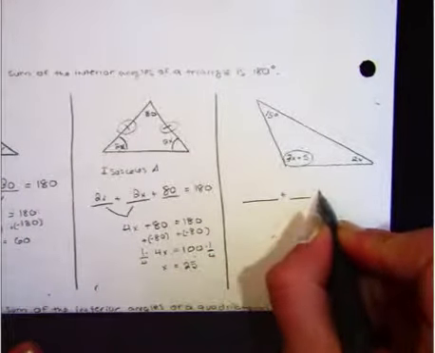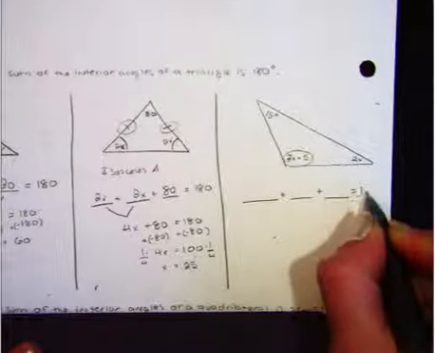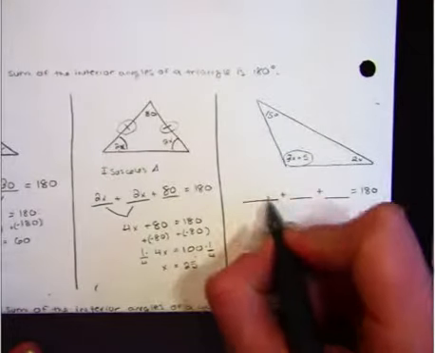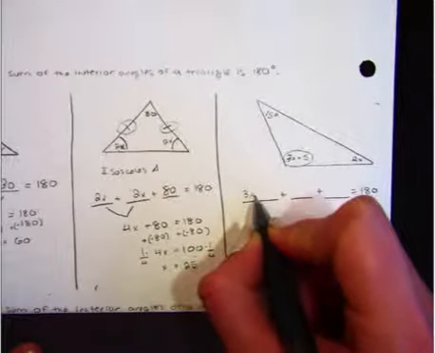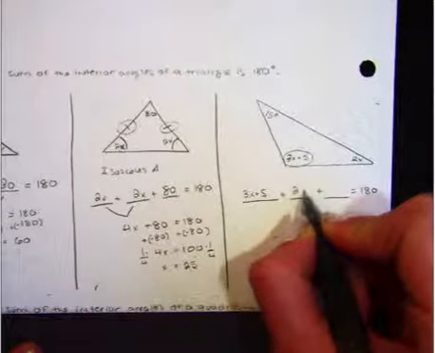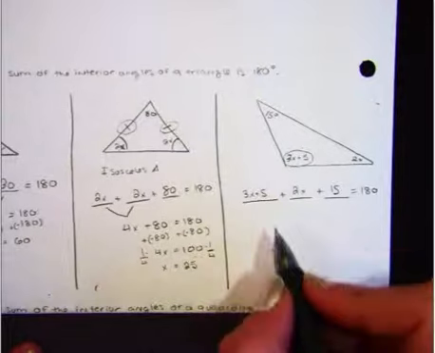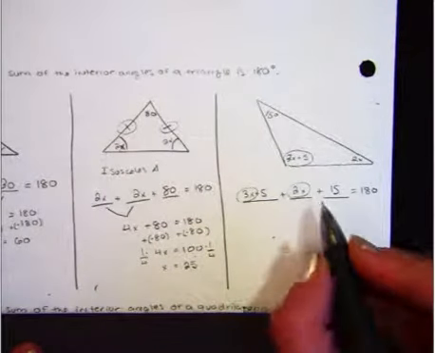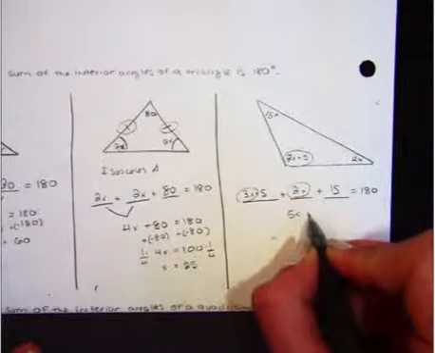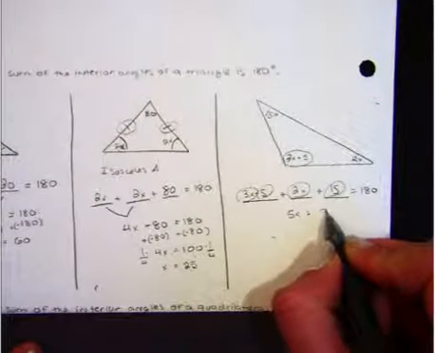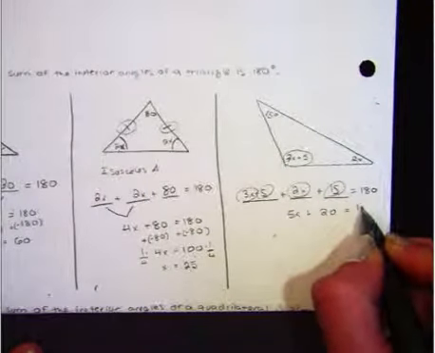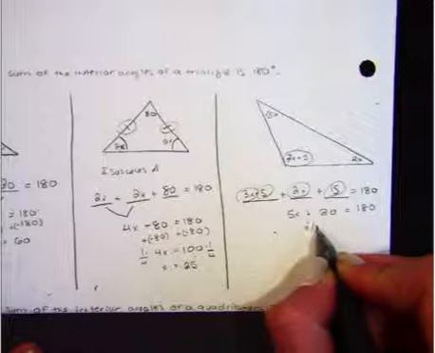If I add all 3 angles up in this triangle, I end up with 180 degrees. So if I add 3x plus 5, 2x, and 15, I get a total of 180 degrees. Combine like terms, 2x plus 3x is 5x. 5 plus 15 is 20. That all adds up to 180 degrees.